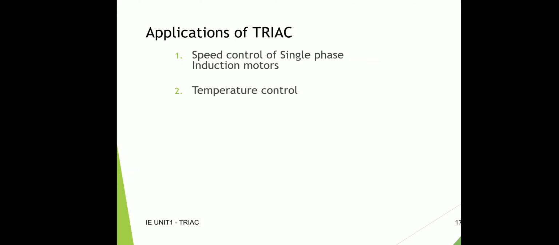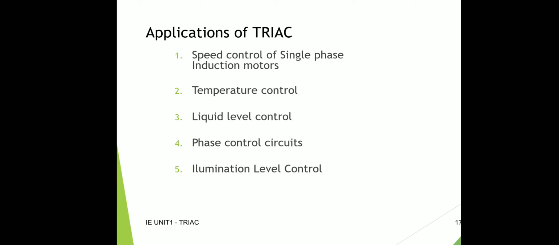Where this triac can be used: speed control of single phase induction motors, speed controlling in the induction motors, and the temperature controller, liquid level, phase control circuits, and illumination level controls. That means mainly this is used for controlling operations. By varying the gate current we can vary these controlling operations. These are the applications of the triac.